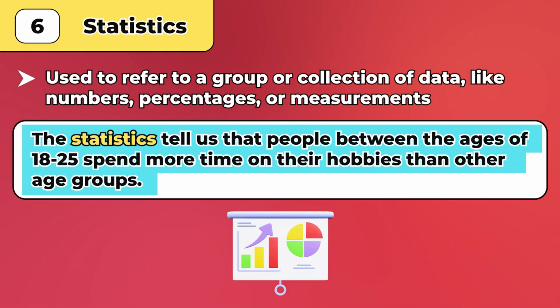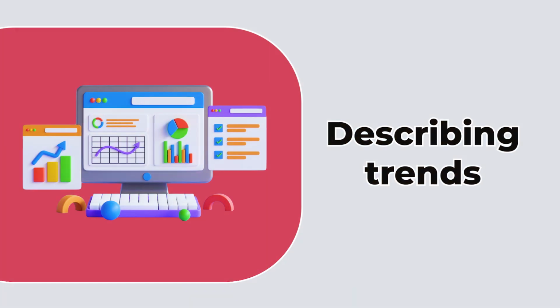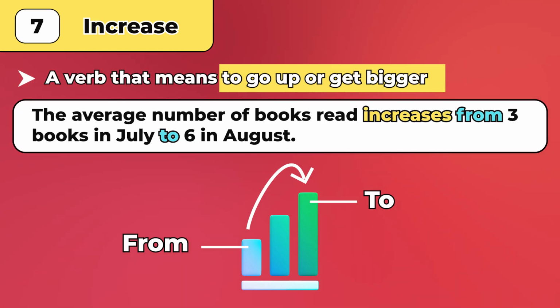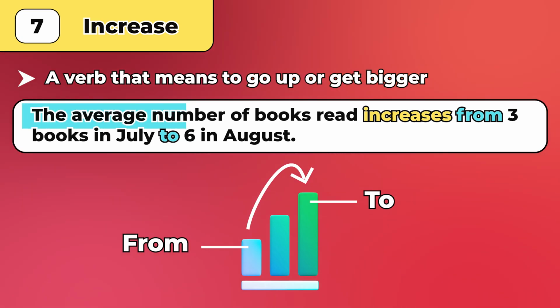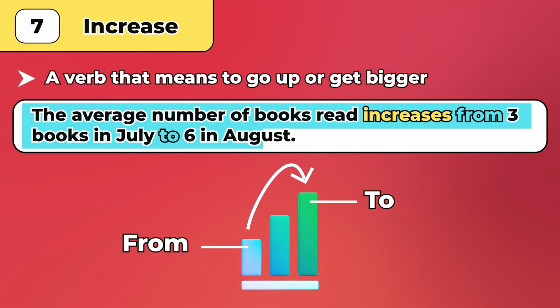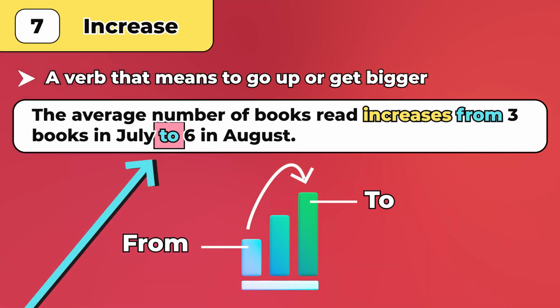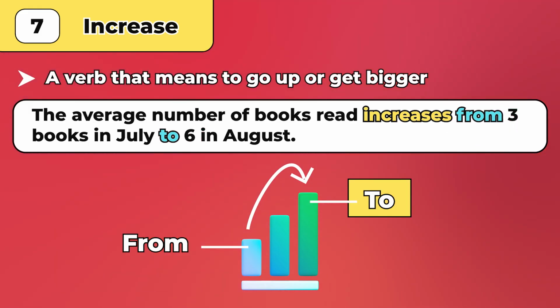Now, let's move on to some useful words you can use when describing trends. When talking about the trends you can see on the charts and graphs you are given, one of the most useful words is the verb increase. This means to go up or get bigger. For example, the average number of books read increases from 3 books in July to 6 in August. As you can see, when I mention the two figures, I use the prepositions from and to. Something increases from one number to another.